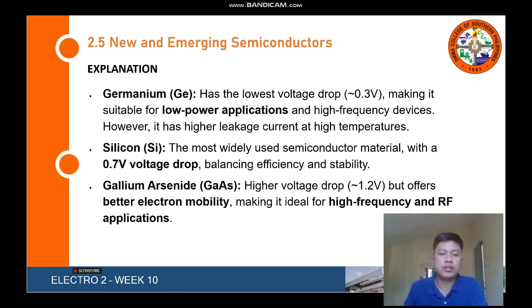We also have the compound semiconductor. If we recall, elemental semiconductors include, for example, germanium and silicon. But the moment that it is composed of two elements, then it forms a compound semiconductor. One of those is gallium arsenide. It has higher voltage drop as compared to the elemental semiconductors, germanium and silicon. It records approximately 1.2 volts, but offers better electron mobility, making it ideal for high frequency and radio frequency applications.